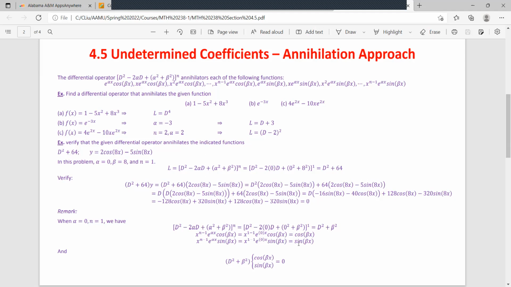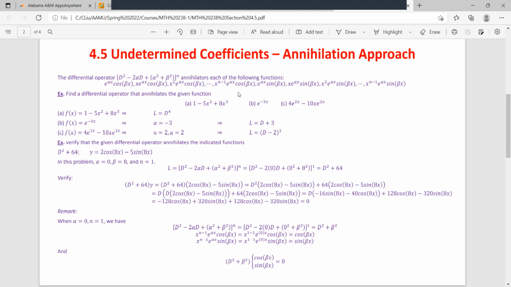So then you apply the operator D² plus β² on cosine beta x and sine beta x, and you should get 0 according to the rule, because this operator (D² − 2αD + α² + β²) to the nth power will annihilate all of those functions. And we just considered the special case of alpha equal to 0 and n equal to 1.